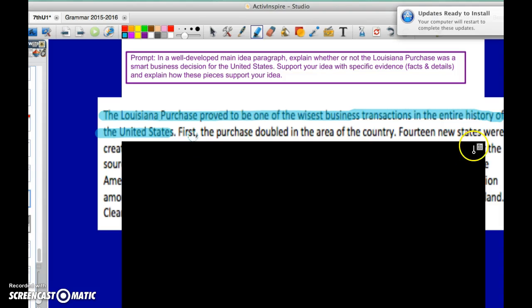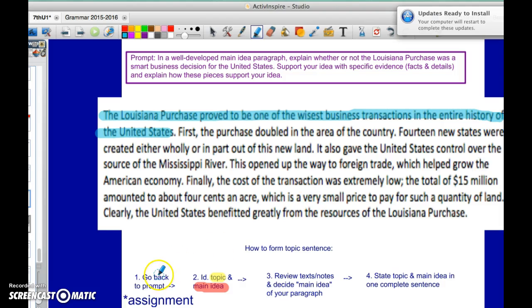So the first thing that we need to do when we're thinking about creating a topic sentence is to go back to the prompt. And the word prompt is a fancy word for assignment. The prompt for us is listed at the very top of this page. You weren't given it on your homework for last night.